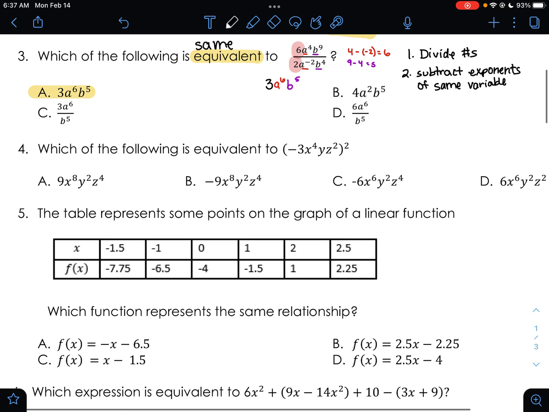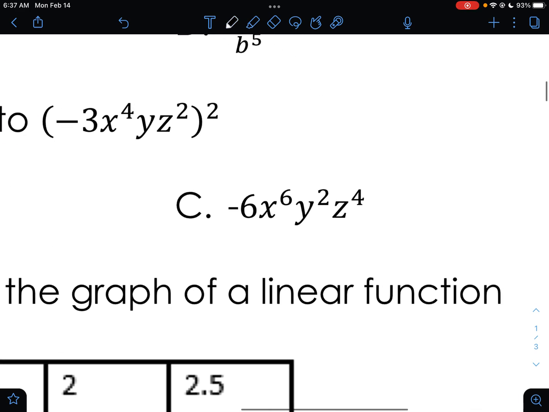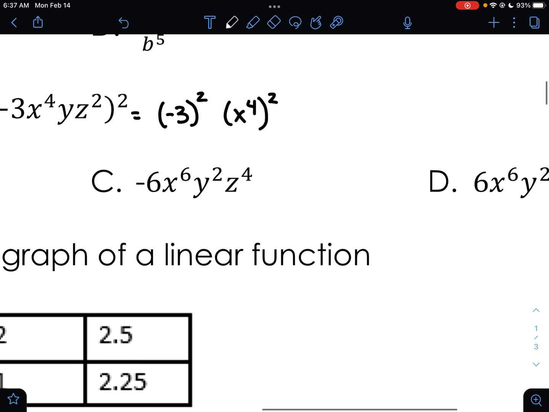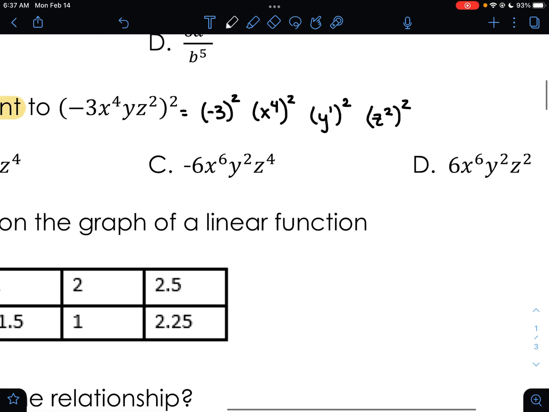Okay, looking at the next one, which of the following is equivalent? So again, our key word is equivalent. Okay, this time we have a power to a power. So remember, when we see a bunch of stuff in parentheses with an exponent on the outside, we rewrite it with each thing getting its own set of parentheses with that exponent on the outside. Now, this y has an exponent of 1 on the inside. Remember, we're just too lazy to write it sometimes. So I'm going to go ahead and write it in so you can see.